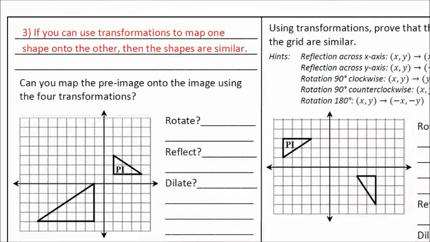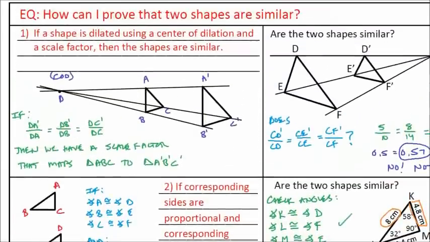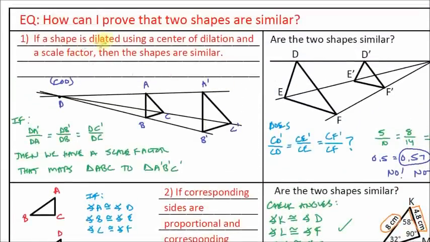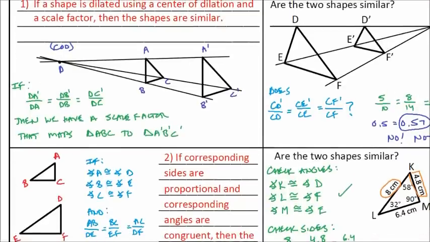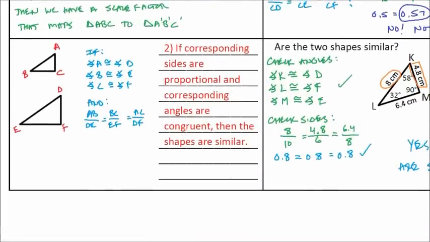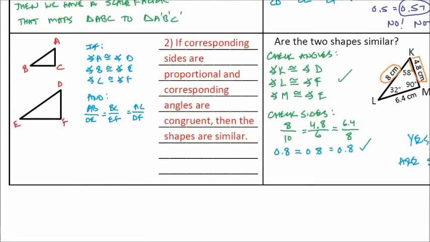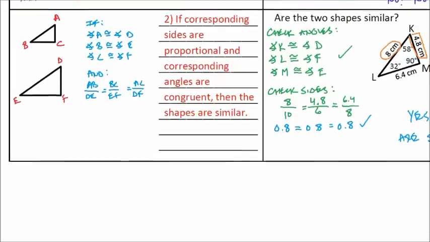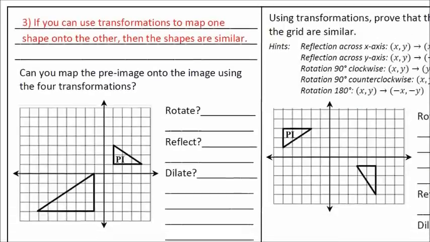In a previous video, we've gone through two possible ways of proving that two shapes are similar. The first way was if we can show that a shape is dilated using a center of dilation and a scale factor, then the shapes are similar, and we went through how to do that. Method number 2: if corresponding sides are proportional and corresponding angles are congruent, then we know the two shapes are similar. And then the last method is number 3.